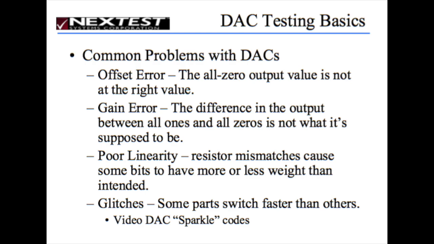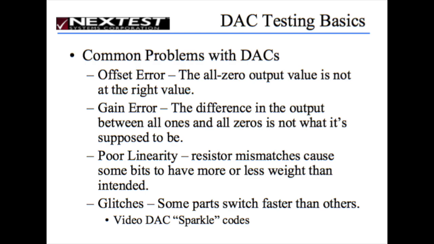That's how DACs work. Common problems with DACs. Offset error. The all zero output value is not the right value. That's a common thing. Gain error. The difference in the output between all ones and all zeros is not what it's supposed to be. Poor linearity. Resistor mismatches cause some bits to have more or less weight than others. That's where nonlinearity comes from, and we know that that is what creates harmonics in a DAC.